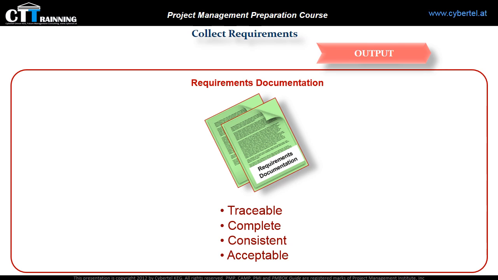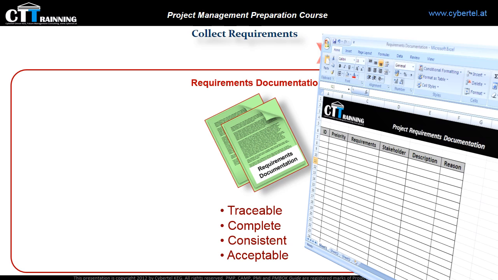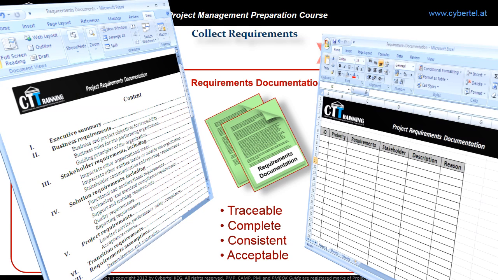The requirement document may take the form of a simple Excel sheet, listing all requirements categorized by stakeholder and priority, or in a detailed form containing an executive summary, detailed descriptions. The detailed requirements documentation includes components such as executive summary. This is a summary for executive management. Business requirements. Here is a description of business and project objectives for traceability, business rules for the performing organization, and guiding principles of the organization.